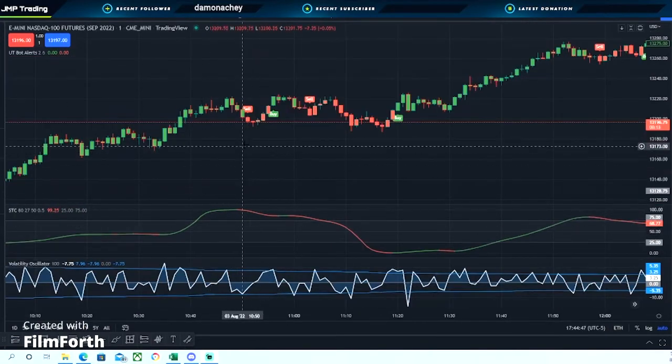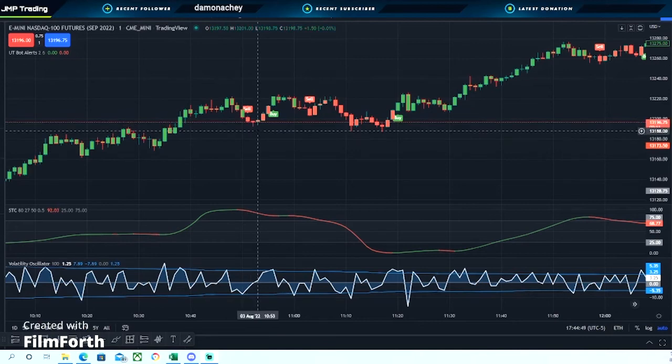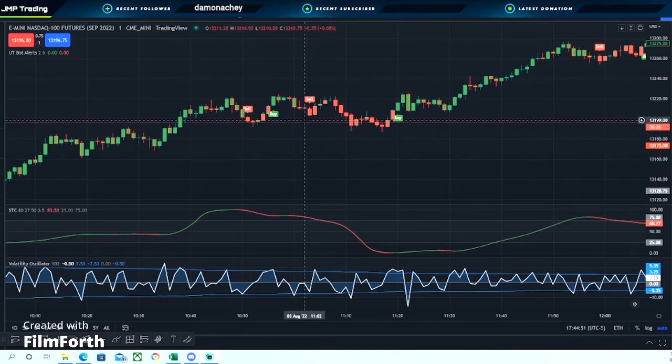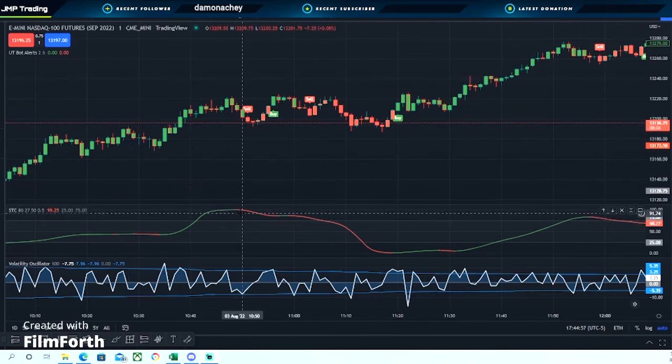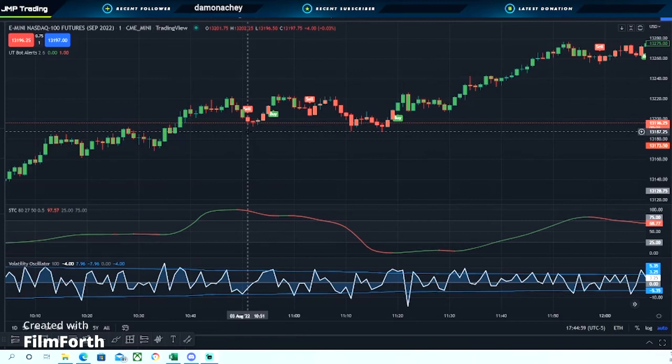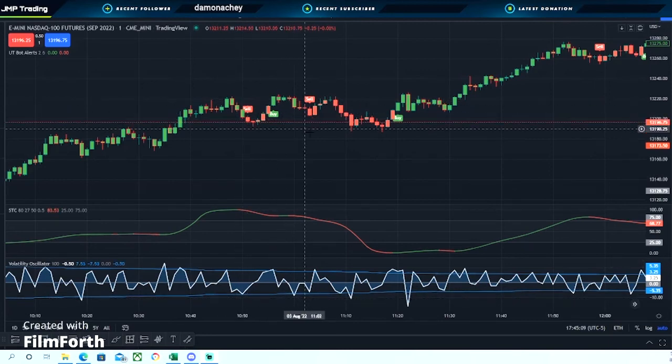And as you can see, these 2 sell signals were filtered out. So we had a sell signal here. We're sitting above the 75 level on STC. Got a sell signal. STC is red, but the volatility oscillator is not closed outside of this bottom band. So that one got filtered out. That would have turned out to be a loss.